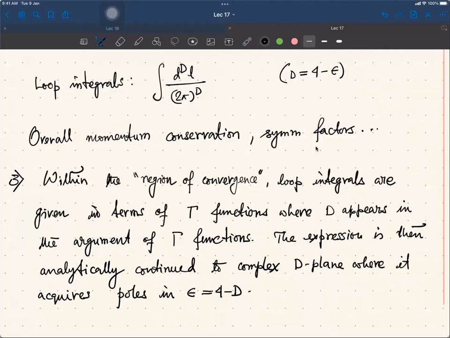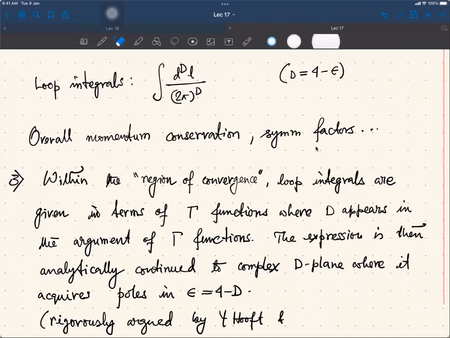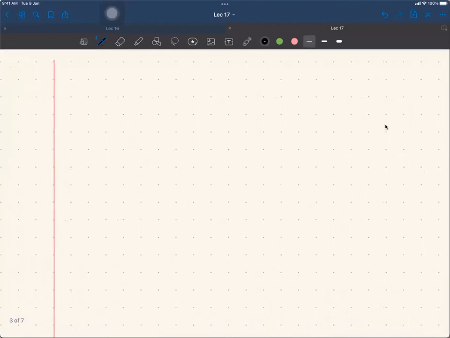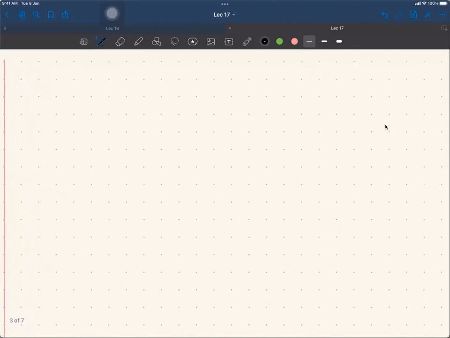This is an analytic continuation that was rigorously argued by 't Hooft and Veltman. So now, given this setup, we shall look at the Euclidean momentum integration in d dimensions, where d is not 4 a priori.